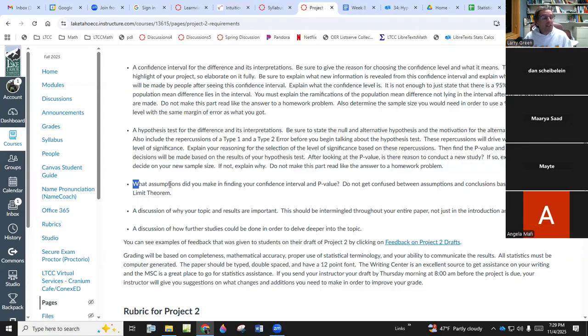You should state what assumptions you made when you found your confidence interval and the p-value. Don't get confused between assumptions and conclusions. Those are different.